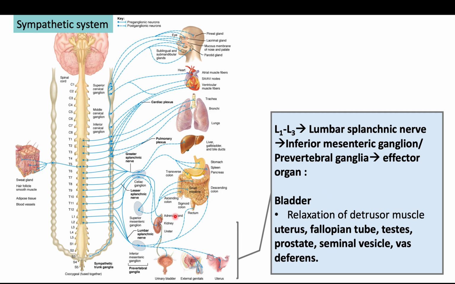Right? For the portions of the lumbar region, which is L1 up to L3, it will go to the lumbar splanchnic nerve, then the inferior mesenteric ganglia. What it will do, it will go to the bladder, and in the bladder it will cause relaxation of the detrusor muscle. So when it relaxes, you don't feel like urinating, relaxation of the detrusor muscle, uterus, fallopian tube, testis, prostate, seminal vesicle, vas deferens, and whatnot.